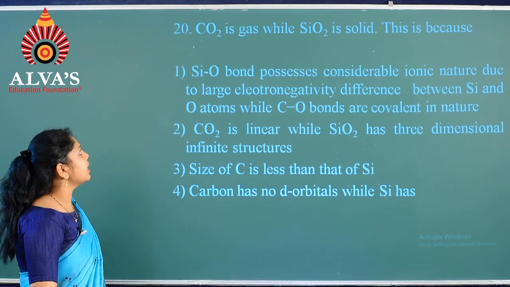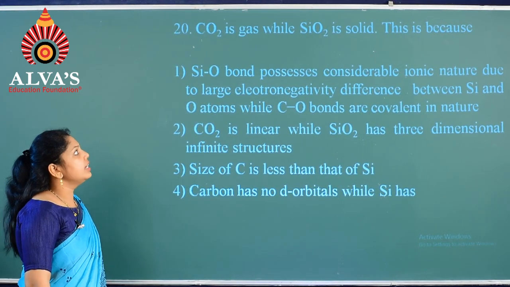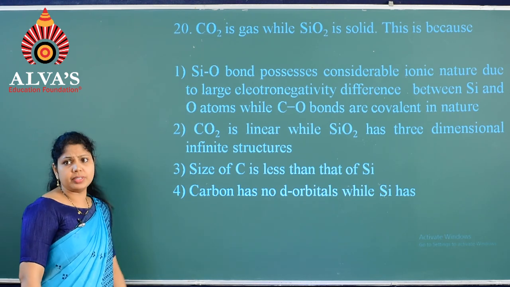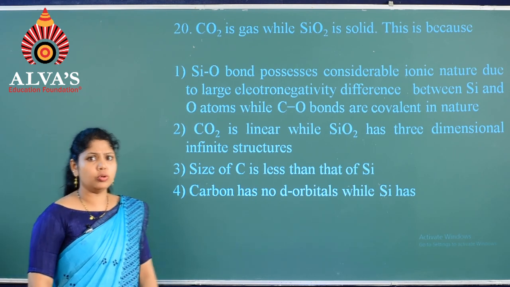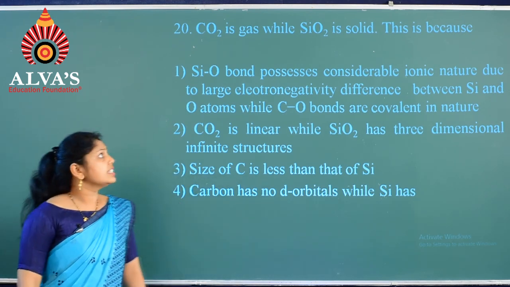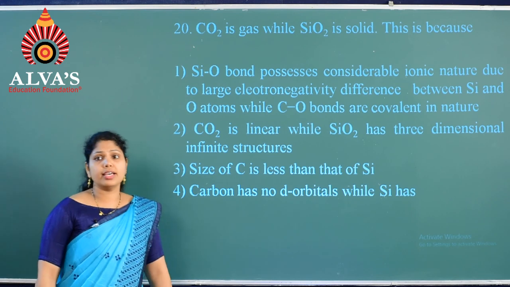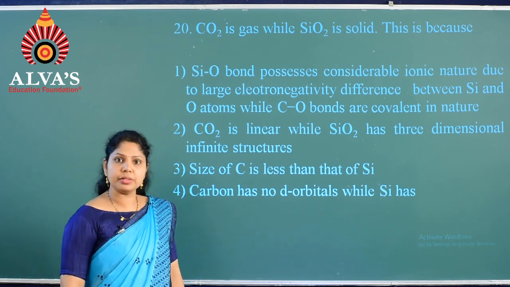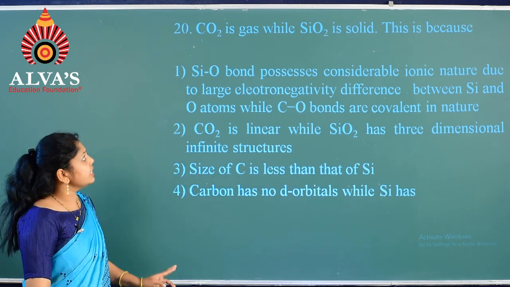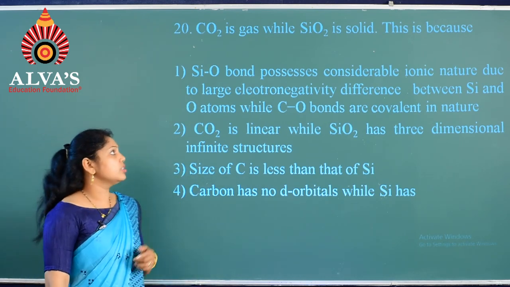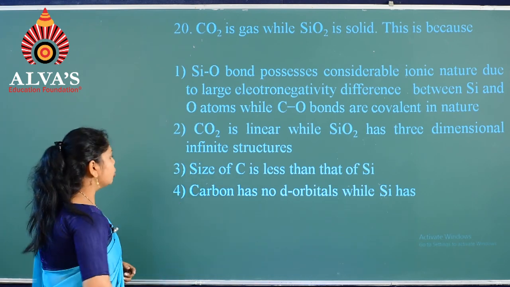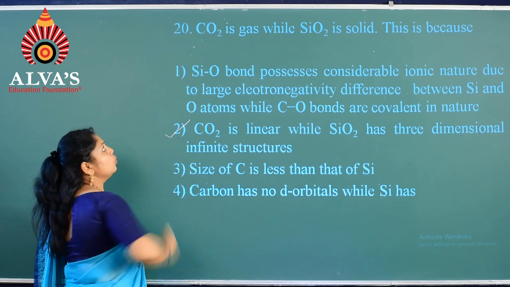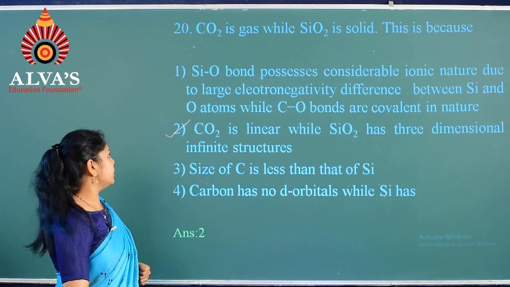Question number 20. Carbon dioxide is a gas while SiO2 is a solid. This is because, in the case of carbon dioxide, it is a linear molecule and a single molecule, whereas SiO2 associates with each other to form a 3-dimensional network-like structure. As a result, carbon dioxide is a gas while SiO2 is a solid. You can observe that in option number 2. Hence, the correct option is 2.